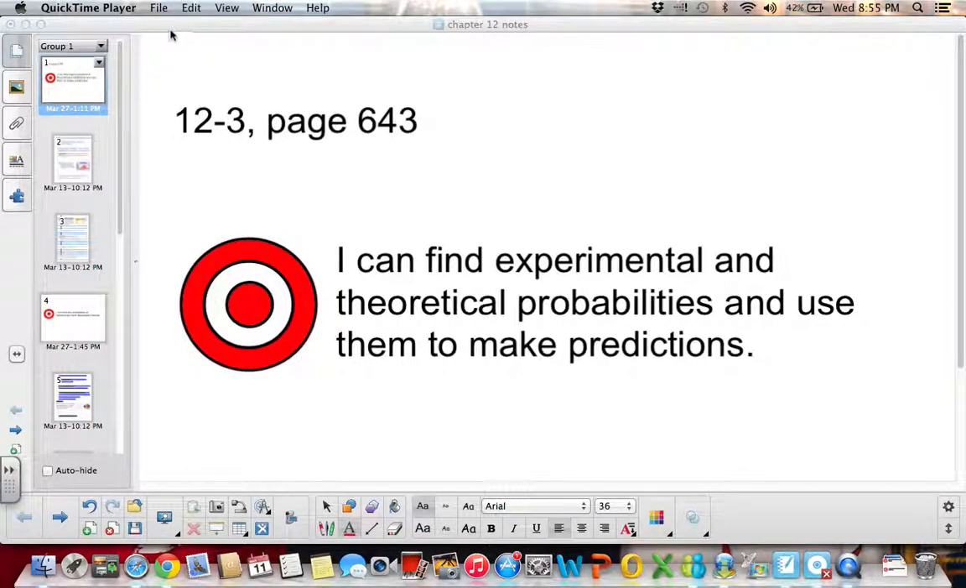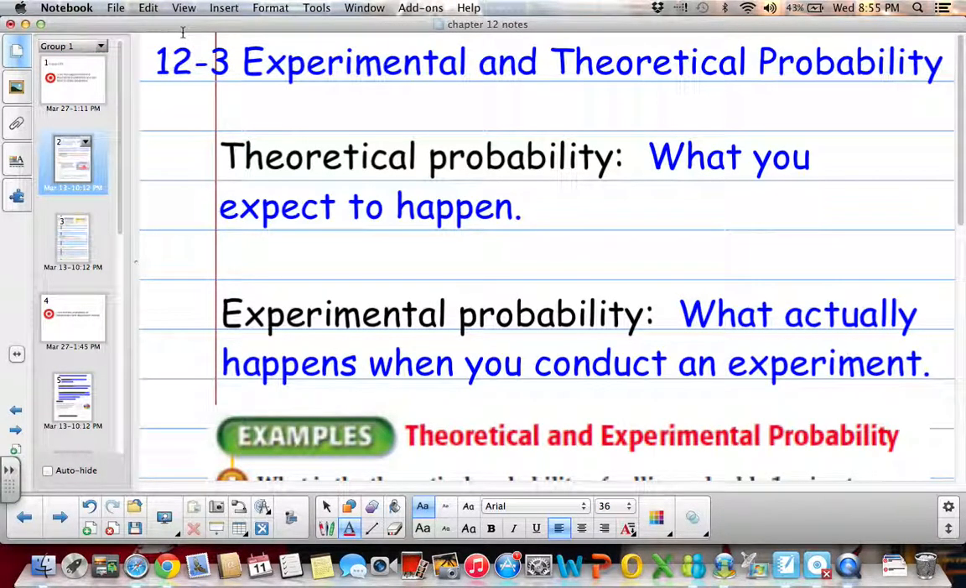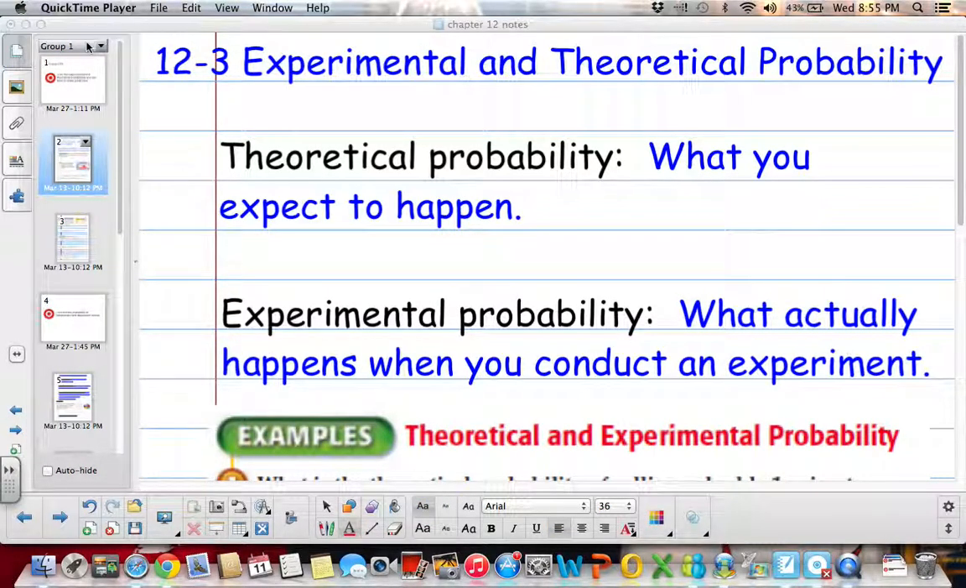Hi, 7th graders. We're on lesson 12.3, which starts on page 643 in your textbook, and it is on experimental and theoretical probability. So our learning target today is I can find experimental and theoretical probabilities and use them to make predictions. So what is the difference between experimental and theoretical probability?